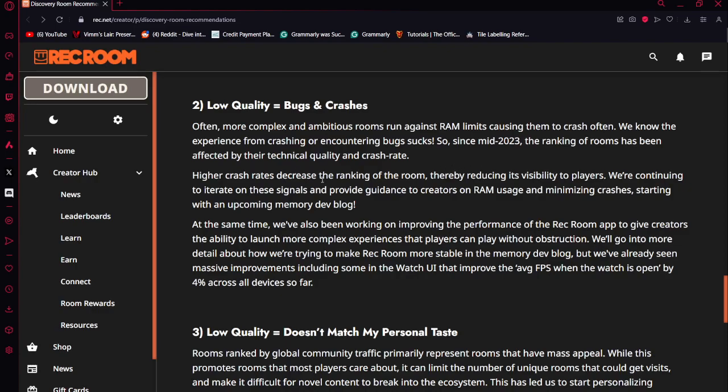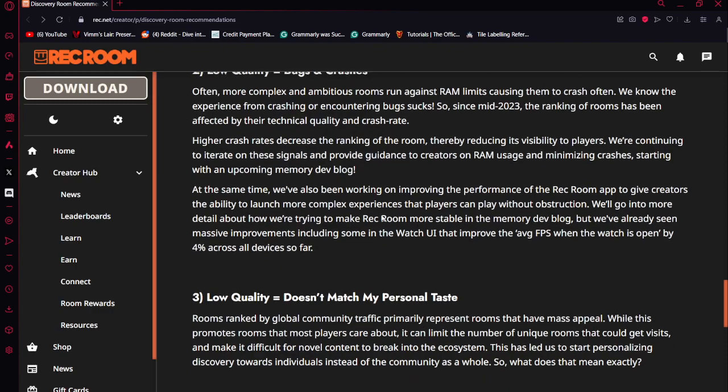so the room wouldn't be ranked that high, I guess. Higher crash rates decrease the ranking of the room, reducing its visibility to players. Provide guidance to creators on RAM usage and minimizing crashes, starting with an upcoming memory dev blog.